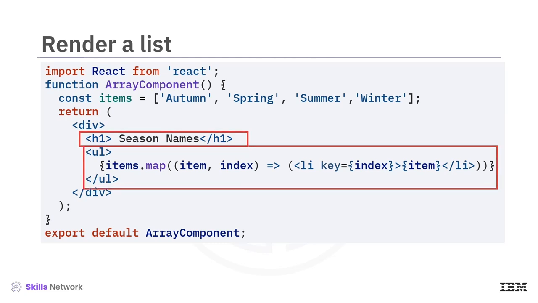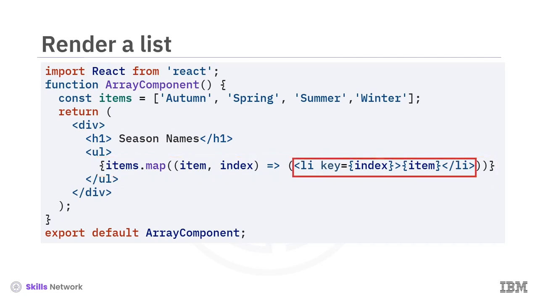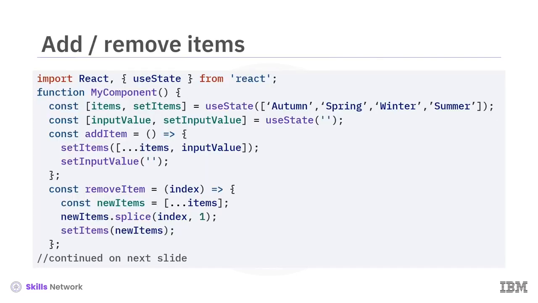Mapping array elements. Within the UL element, the map method is utilized to iterate over the items array. For each element of the array, a li list item element is dynamically generated. The key attribute is assigned to the index parameter of the map function to help React efficiently identify each list item. In the output, the items in the array are displayed under the heading Seasons Names as autumn, spring, summer, and winter.